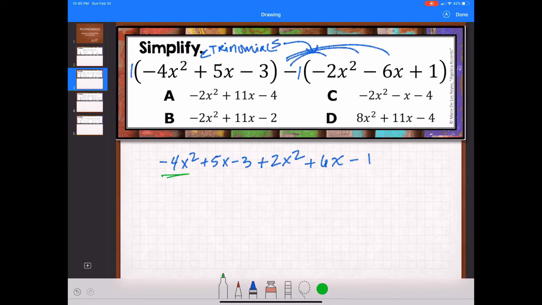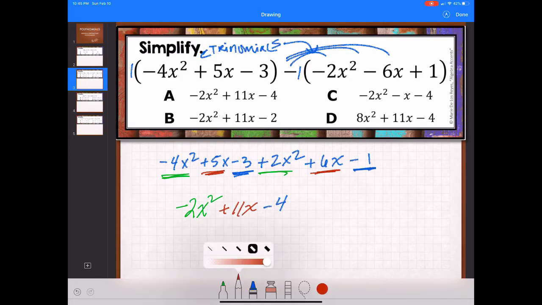So here you have the x squared term. The coefficient is going to tell you how many you have, negative 4 plus 2 is negative 2, and the name of the term is x squared, so that doesn't change. That doesn't become x to the 4th or anything like that. Now we're going to combine your x terms. You have 5x plus 6x, so that's 11, and the name of the term is x. And you have the constants, negative 3 minus 1, that's negative 4. So your correct answer is negative 2x squared plus 11x minus 4, answer choice A.